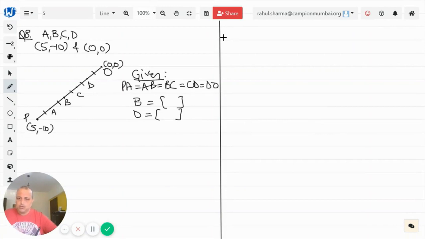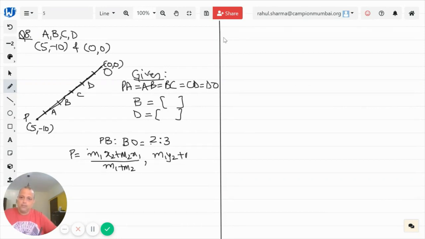So let's look at PB. So PB is to BO. What would be the ratio? This is 2 parts and this is 3 parts. So the ratio would be 2:3. So how can I calculate the coordinates of B? So B will be equal to M1 x2 plus M2 x1 upon M1 plus M2, and the y coordinate will be M1 y2 plus M2 y1 upon M1 plus M2. Perfect. You can also write using the section formula.